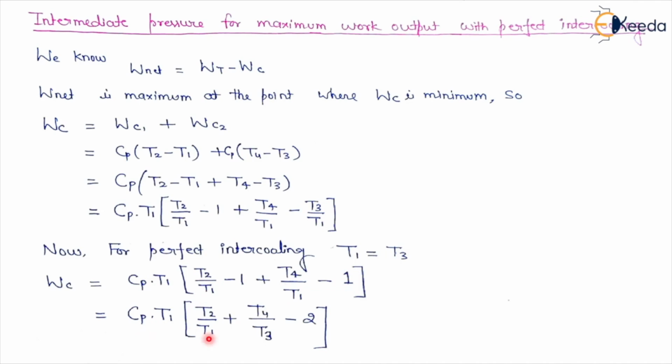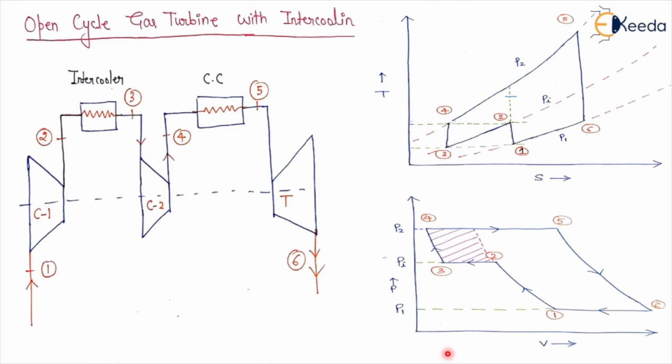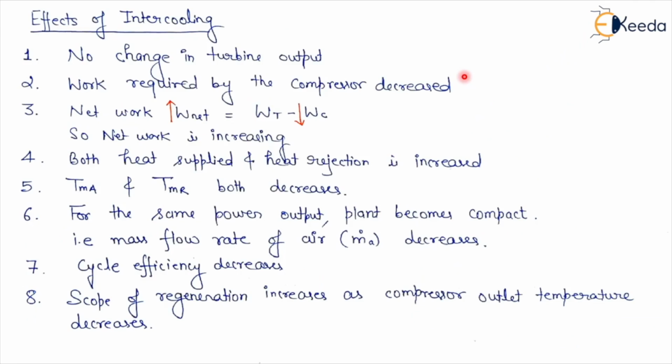Now I can write this equation like this. So this is the work input to the compressor, the total work input to the compressor. Now we have to find out the maximum work output, the maximum W net output from the plant. You know very well, T2 by T1 raised to the power (gamma minus 1) upon gamma, and T4 by T3 raised to the power (gamma minus 1) upon gamma.